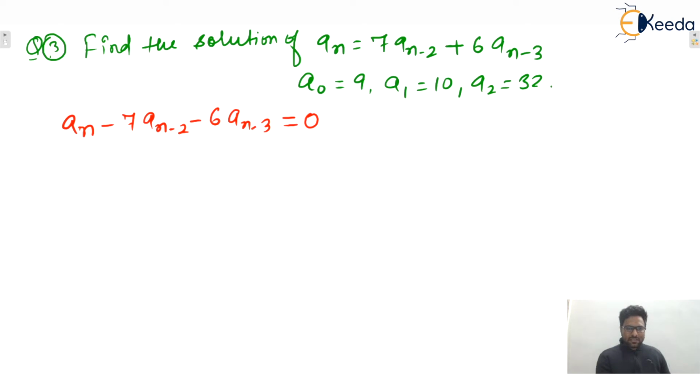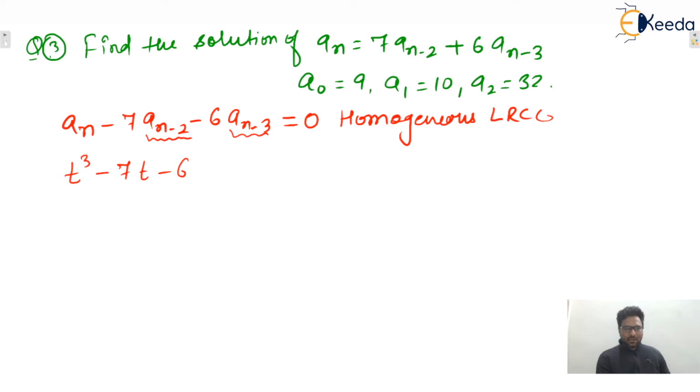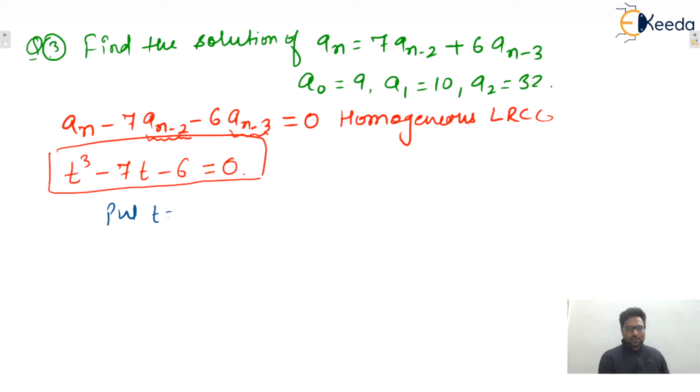So this is a homogeneous LRCC, yes or no? Now replace the smallest subscript with t to the power 0; then the highest becomes t cubed, and since a_{n-1} is not there, we get t cubed minus 7t minus 6, times 1, equals 0. This is a cubic equation, and I hope you know how to find its roots. We will try hit and trial. Let us take t equals 0.